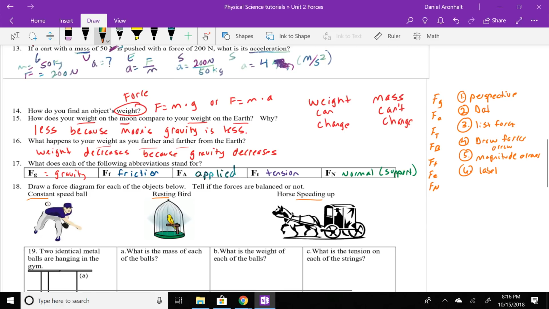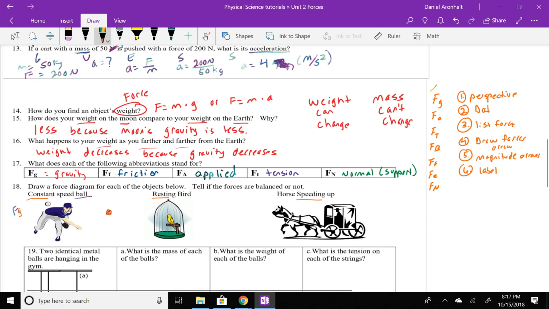Okay, so step 1, it's telling me my perspective isn't the human, it is the ball itself. So I draw the ball as a dot, and then I go through everything that's acting on the ball. So let's go through my checklist. Is gravity acting on the ball? Check. That's going to be one of my forces. So F sub G.